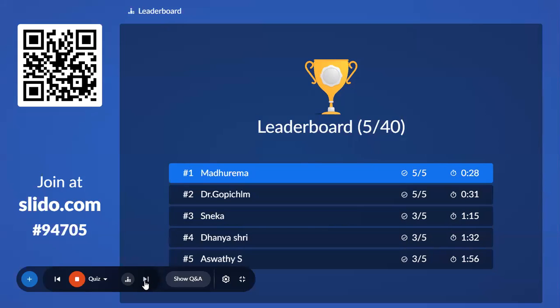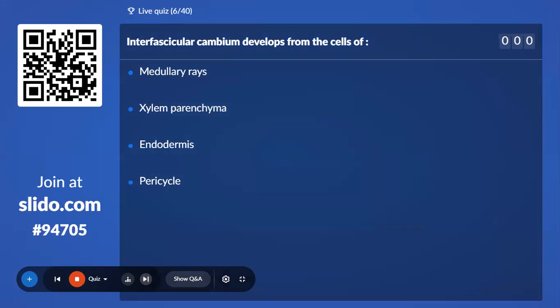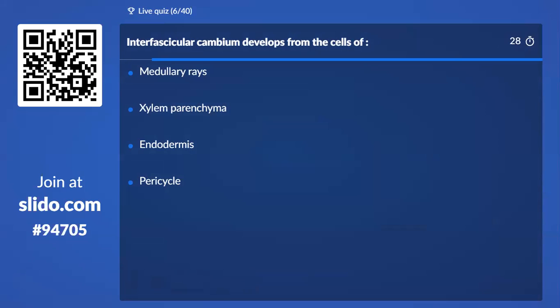Next, we have the 6th question on the screen. Anatomy chapter. Read the question and all the 4 options and click the correct answer. Intrafascicular cambium develops from the cell of option A, medullary rays, option B, xylem parenchyma, option C, endodermis, and option D, pericycle.